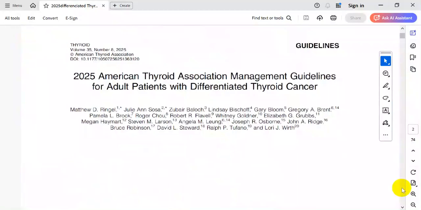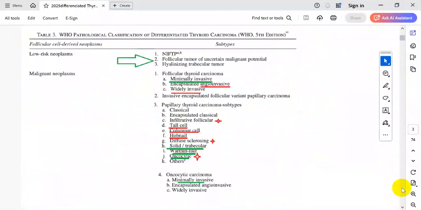next, we know that it depends on which risk it is, low risk or intermediate risk. Here, when we're dealing with the low risk, we're dealing with the non-invasive follicular thyroid neoplasm with papillary-like nuclear features, follicular tumor of uncertain malignant potential, and hyalinizing trabecular tumor. These variants are low risk, but malignant.